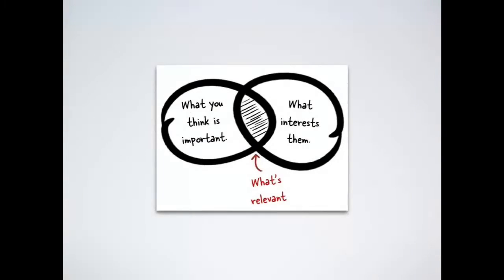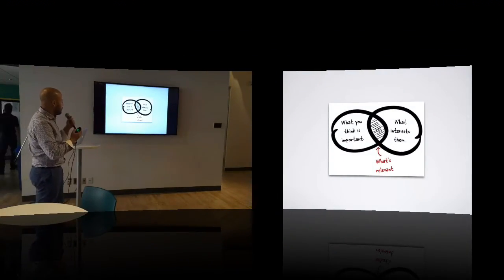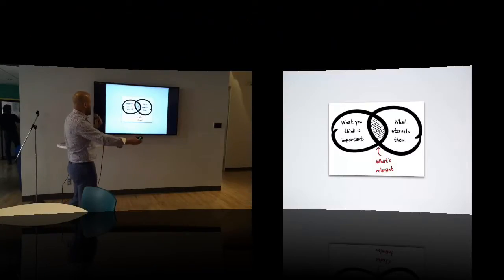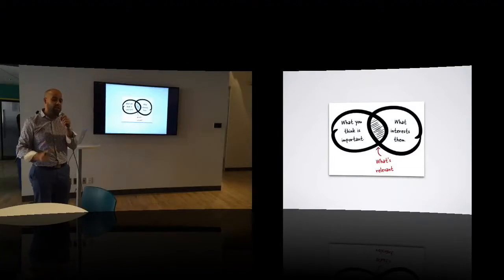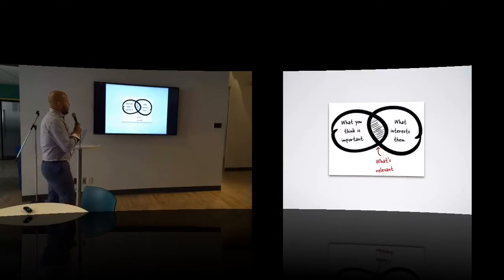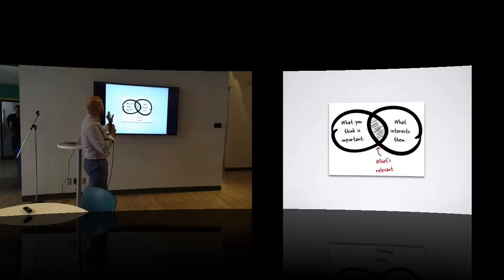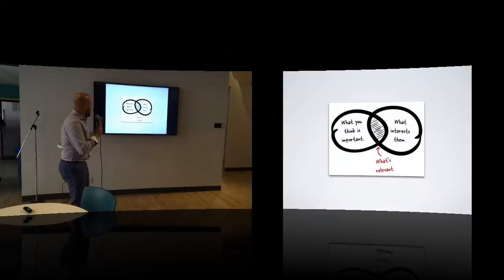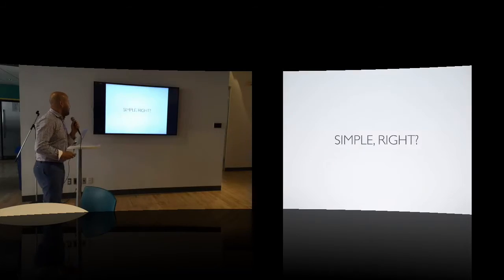I particularly like this image here because it really simplifies the concept of relevancy. What we think as a person or as a platform is important, and what the other party is interested in. The intersection between the two is actually what's relevant to the user. So what we try to accomplish is to make sure that intersection is at a maximum. Seems simple, but not that simple.